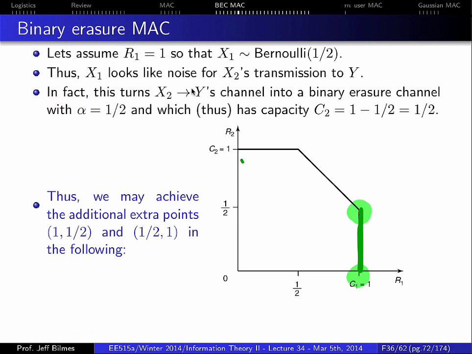And then symmetrically, at this point, X2 is at full capacity, equal to 1. Then X2 becomes noise from the perspective of X1, and we can do binary eraser channel coding for X1 and achieve this point. That means we can do this. And now that we've got this point here and this point here, we can do simply TDMA to get any point in between.